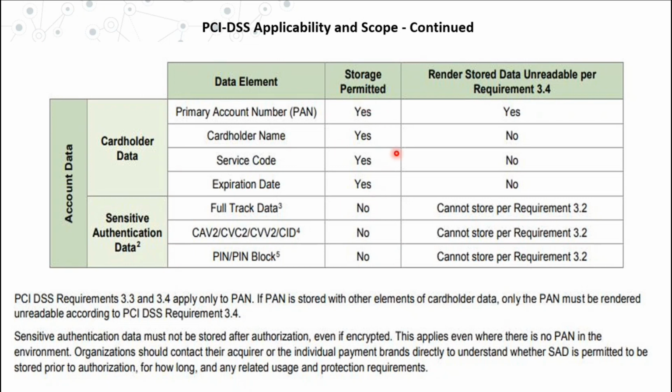Entities can store the data which is marked as yes. But if you see the third column, what it says is render stored data unreadable, which means if you are storing this card number, you cannot store it in readable format. And as you saw in the last session when Jagbir explained the CIA, right? CIA is the backbone of all the standards. So here, what are we maintaining?